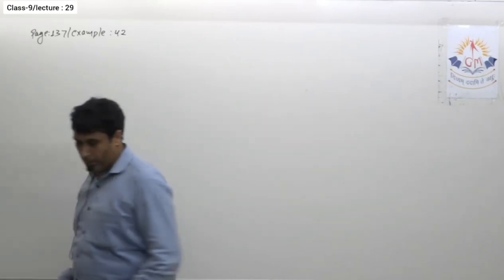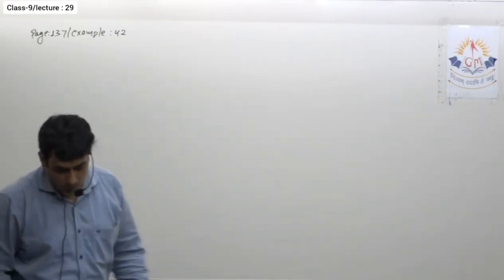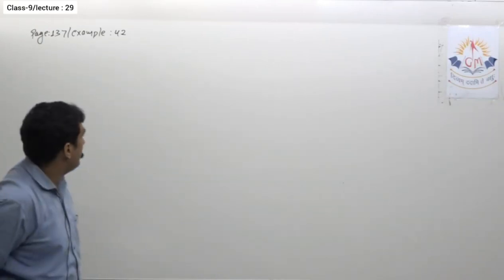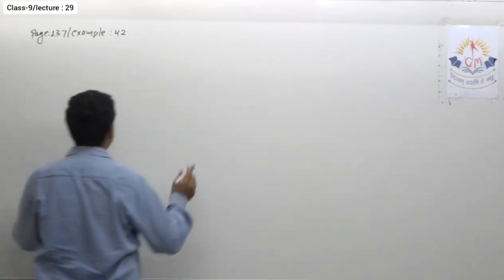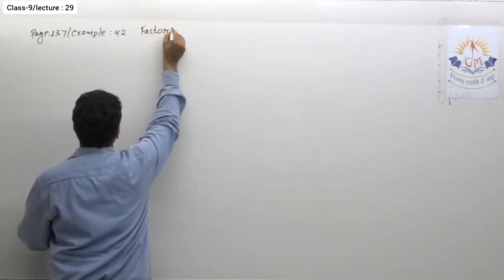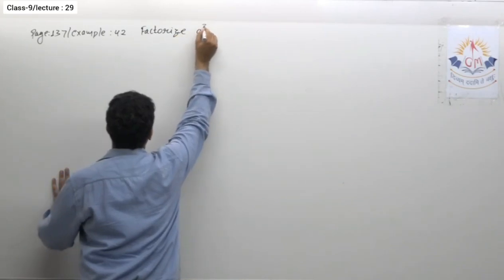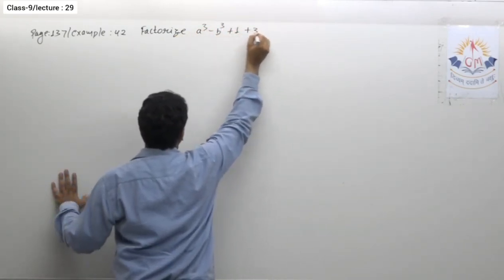Okay, now we'll see the next question, that is example number 43. Resolve into factors. That means again we have to find the factors only. A cube minus b cube plus 1 plus 3ab. Factorize a cube minus b cube plus 1 plus 3ab.